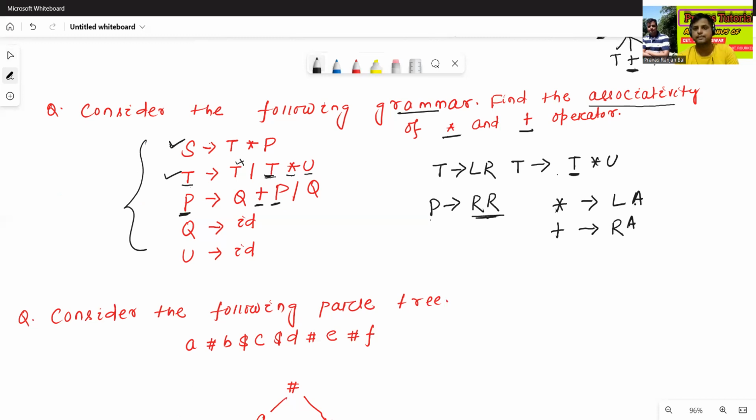Okay, so we found the associativity of star and plus operators. The star operator is left associative and the plus operator is right associative. Since the star operator is left associative, it moves from left to right. Since the plus operator is right associative, it moves from right to left.